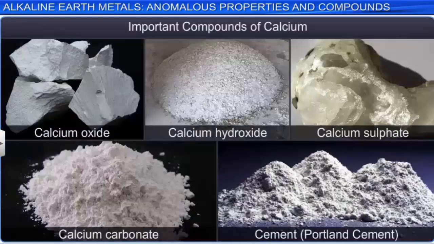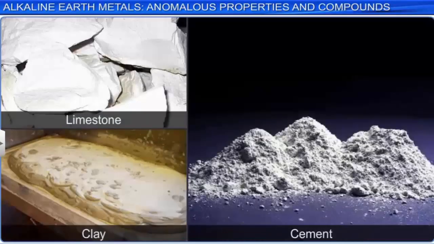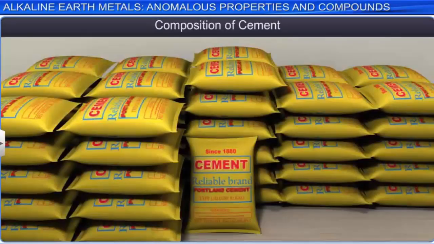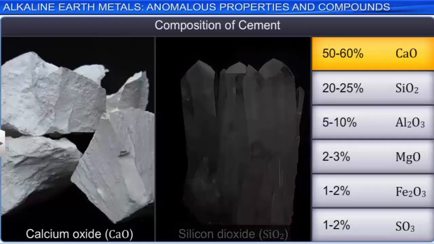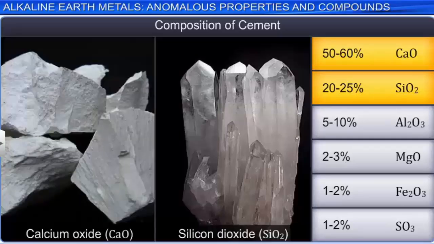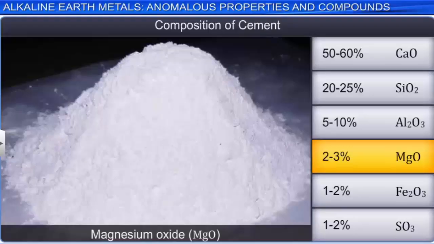Cement, or Portland cement as it is often called, is another important compound of calcium. The raw materials for making cement are limestone and clay. The composition of cement is not fixed. Portland cement typically contains 50 to 60% of calcium oxide and 20 to 25% silicon dioxide as its main components. Cement also contains 5 to 10% aluminium oxide, 2 to 3% magnesium oxide, 1 to 2% iron(III) oxide, and 1 to 2% sulfur trioxide.